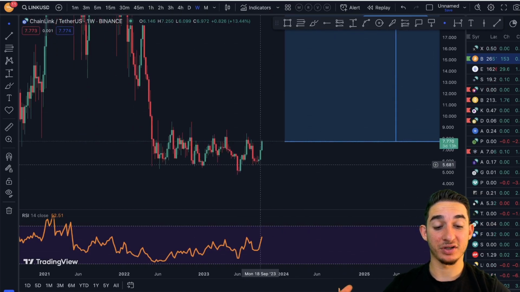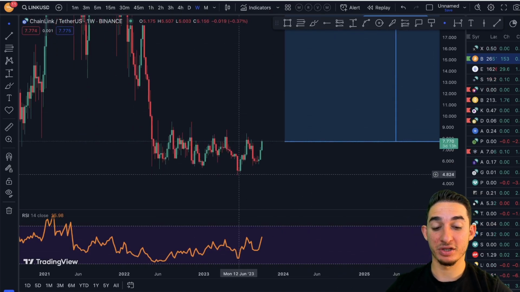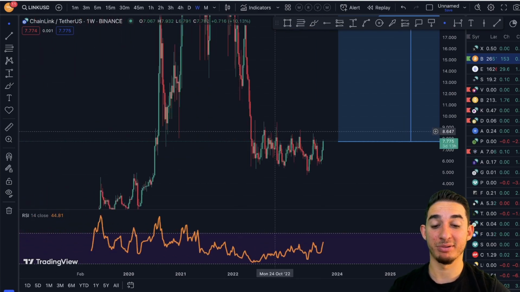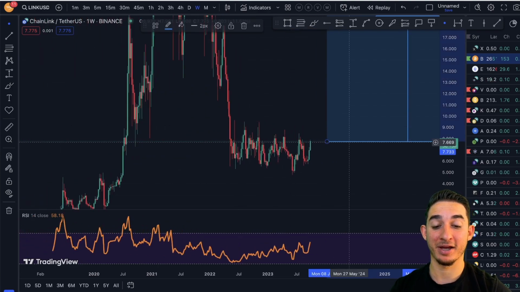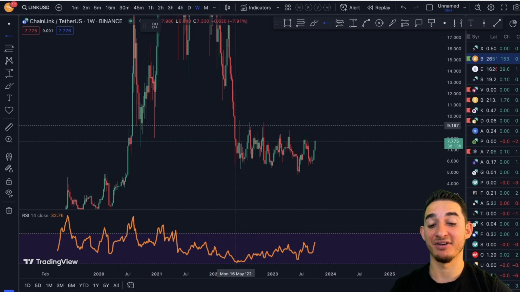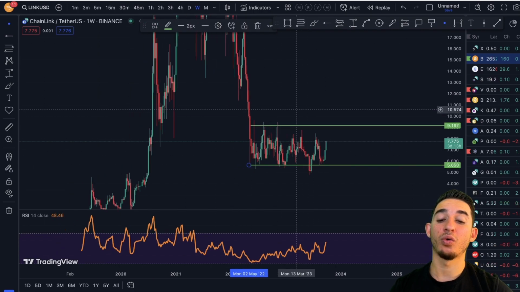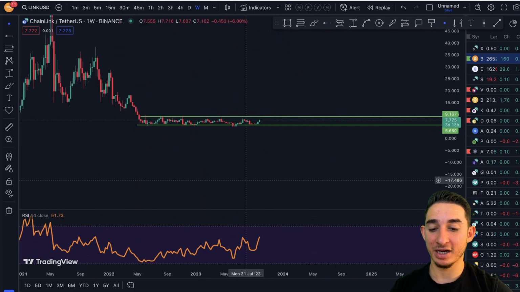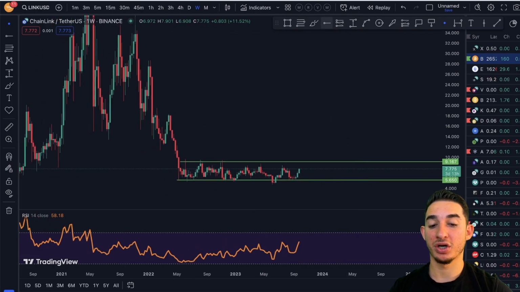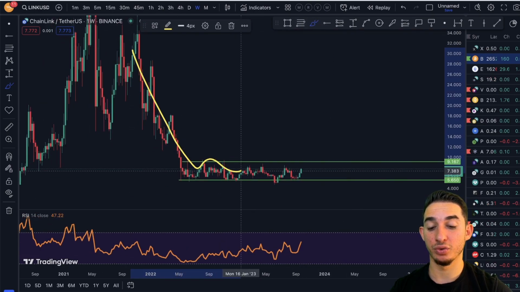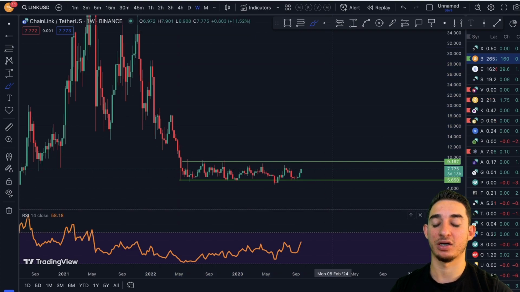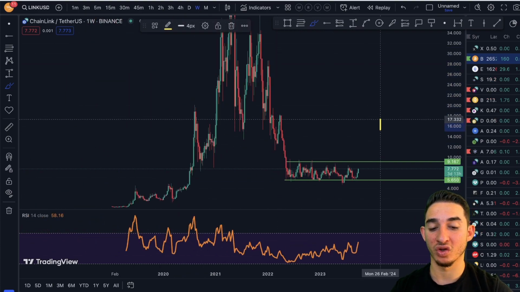We were sitting at $5.60. We dipped all the way down to $4.80. We've been consolidating in a beautiful manner, in my opinion. I think this is a very, very healthy consolidation. The only thing I don't like is that we are coming from a downtrend, and usually when you come from a downtrend and you consolidate, you usually end up continuing back down. So that's the only thing I don't like.